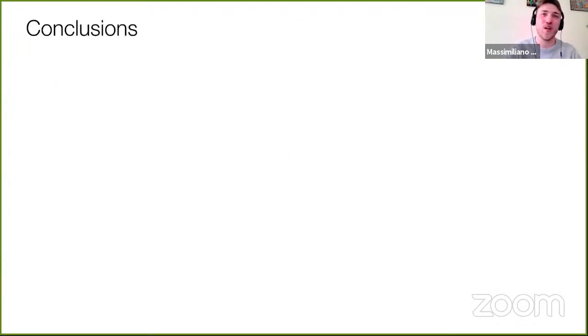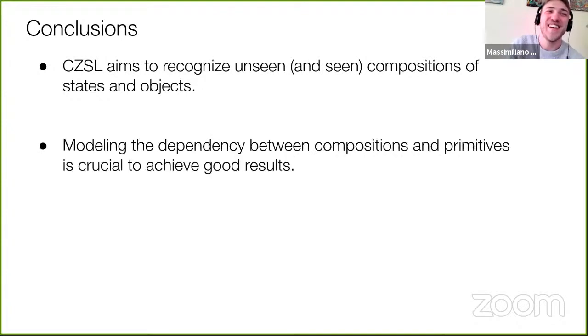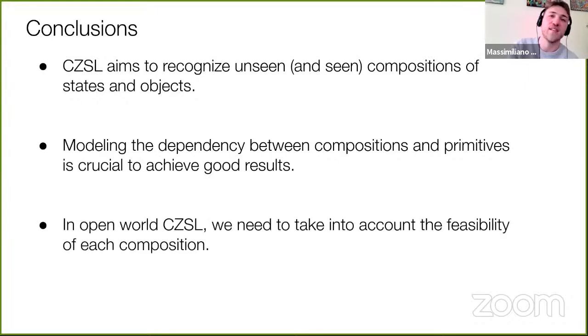I hope I gave you an overview of compositional zero-shot learning and the approaches to tackle this task. I'm sorry for having taken time on SymNet. I hope the authors will still appreciate my job if they watch the video. I showed you how modeling the relation between unseen and seen compositions, and also with the primitives, can lead to good results. And in open world compositional zero-shot learning, it's a more challenging problem, and we need to take into account the feasibility of each composition to have this improvement on the results.